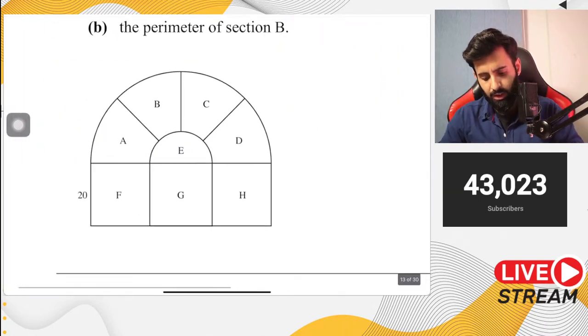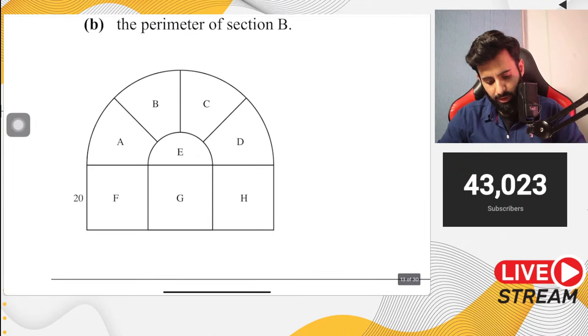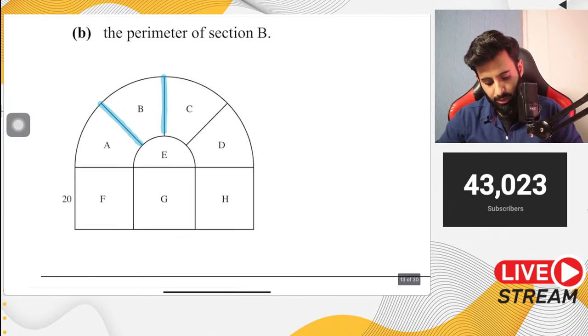So, let's do one thing. This is what we want, right? So, here's what I'll do. First of all, let's start with these two lengths. These two lengths are going to be 20 each. So, 20 plus 20, which is equal to 40. Now, if you're wondering why, I'll explain.